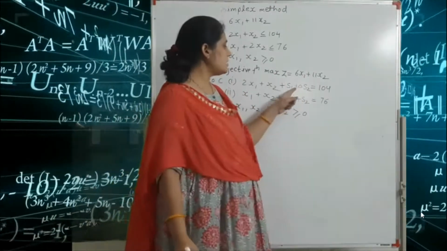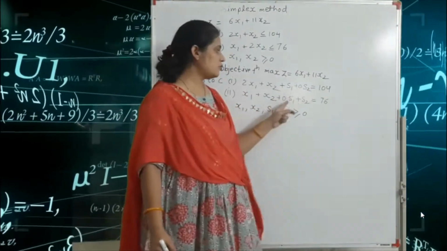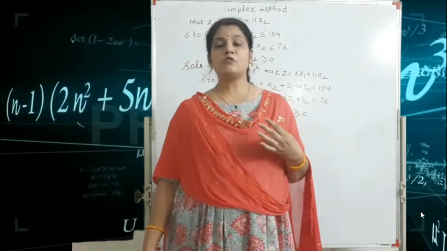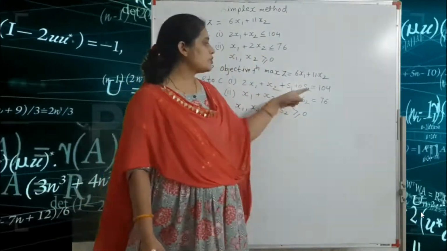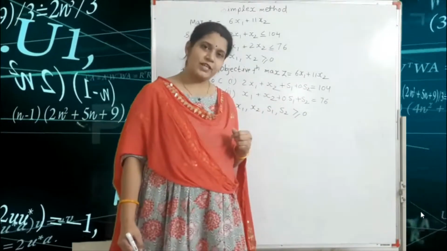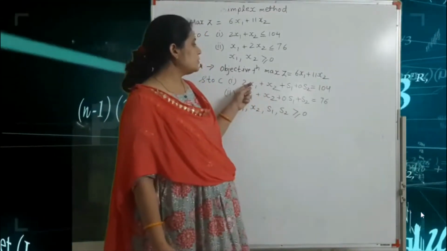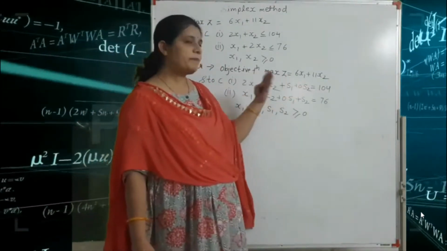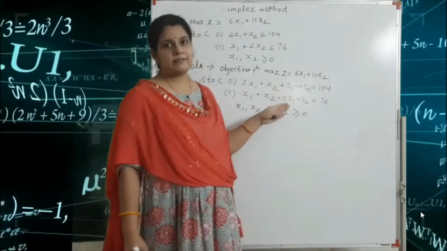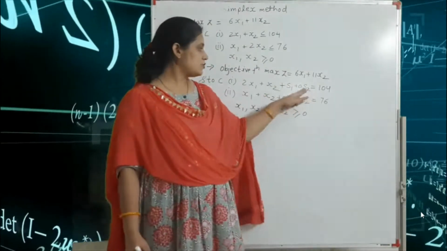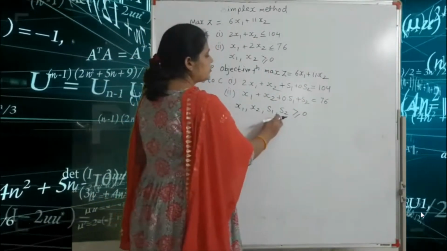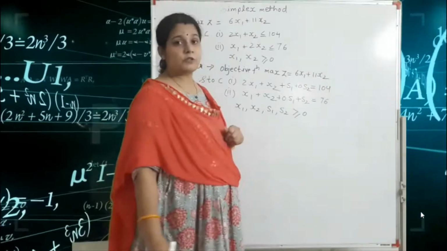This is not compulsory, writing 0 dot s2 and 0 dot s1, but we have the initial table, so don't be confused about what the coefficient of s2 is in the first equation and the coefficient of s1 in the second equation. Always keep in mind the coefficient of s2 is 0. Here we write x1, x2, s1, s2 greater than equal to 0.